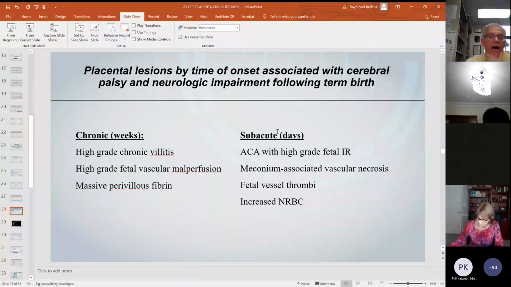The subacute processes were, again, acute chorioamnionitis with a high-grade fetal inflammatory response, similar to our preterm result, meconium-associated vascular necrosis due to prolonged meconium exposure, thrombi in the fetal vessels, and then an increase in circulating nucleated red blood cells, which is generally assumed to reflect hypoxemia of at least 12 to 24 hours duration, although exactly how long you have to have hypoxia to get increased nucleated red blood cells is somewhat controversial.